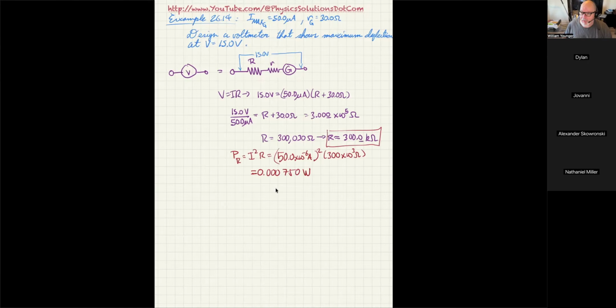Again, that's pretty small. I was a little worried because it was 50 squared, then multiplying it by 300,000. But I completely forgot that it was squared.